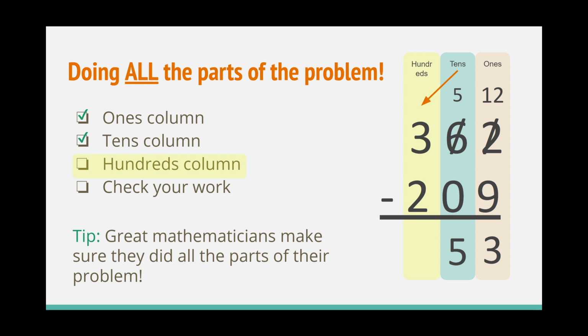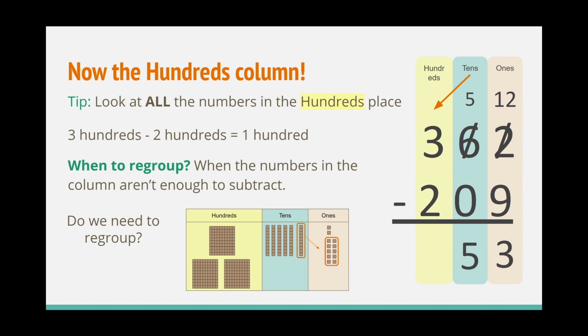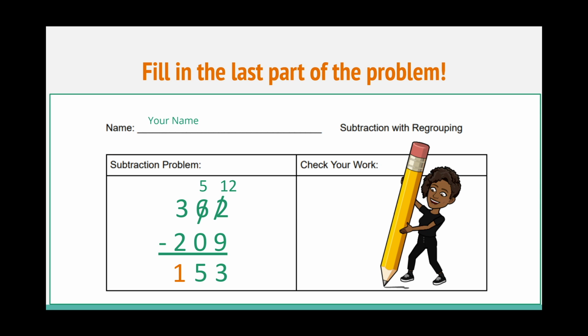We've done the ones column, we've done the tens column. Now we're moving on to the hundreds column. Our tip is look at all the numbers in the hundreds place. We did that. 3 hundreds minus 2 hundreds equals 100. Do we need to regroup? No, we don't need to regroup because we have enough hundreds to subtract. 300 minus 200, that should be 100. Fill in the last part of your problem.